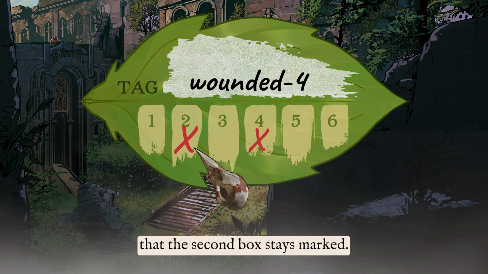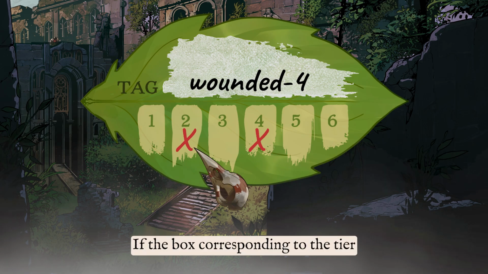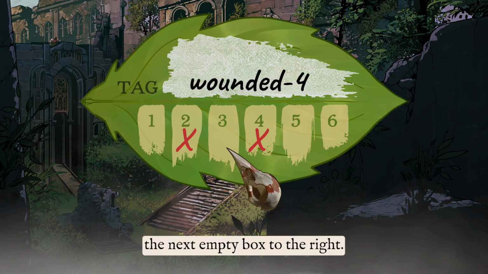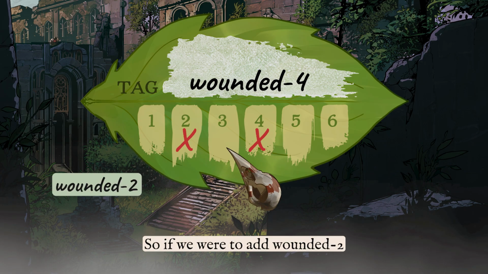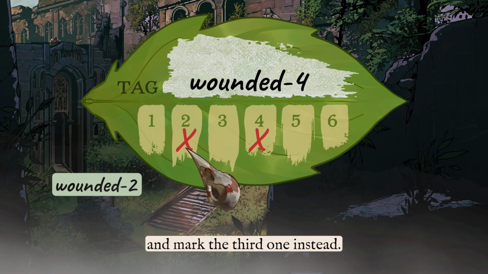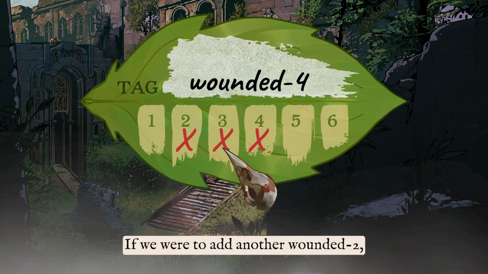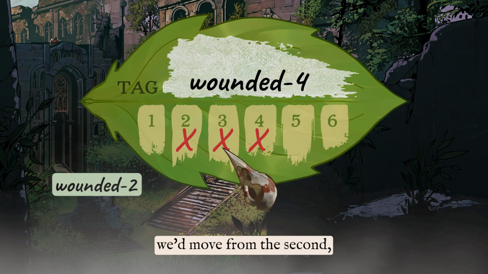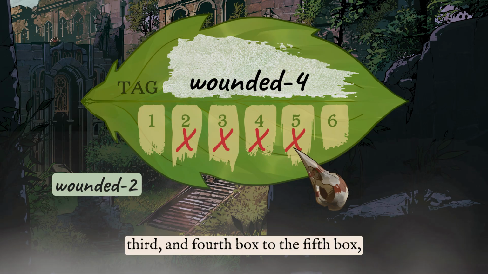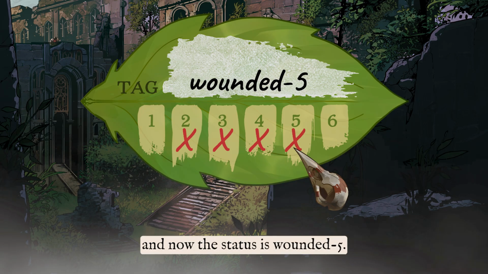But note here that the second box stays marked. If the box corresponding to the tier you're adding is already marked, you mark the next empty box to the right. So if we were to add Wounded 2 to this status, we'd see the second box is already marked and mark the third one instead. If we were to add another Wounded 2, we'd move from the second, third, and fourth box to the fifth box, and now the status is Wounded 5.